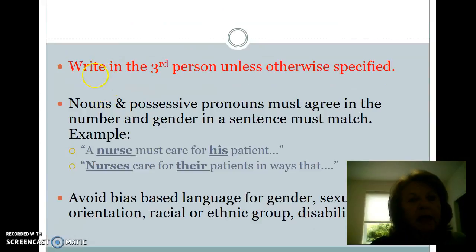APA requires writing in third-person voice unless otherwise specified by your faculty. There are times when it's totally appropriate to make I statements and to write in first-person voice, but you'll want to clear that with your faculty first and make sure that that was their expectation for your writing. Otherwise, assume that your writing, according to APA, will be in third-person voice.